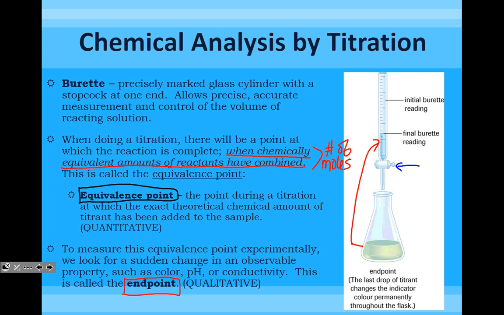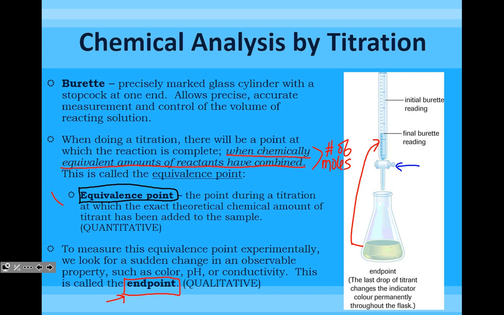But obviously, we can't see that. In theory, we can understand that it's the exact same amount of moles reacting. They've reacted, but there's no way we can say, oh, it happened now, because we can't see that happening. That's why we use the endpoint to tell us, okay, I need to stop the titration. I think I'm good.